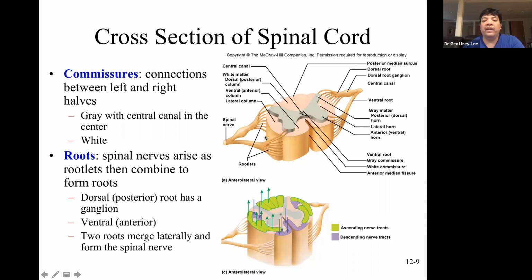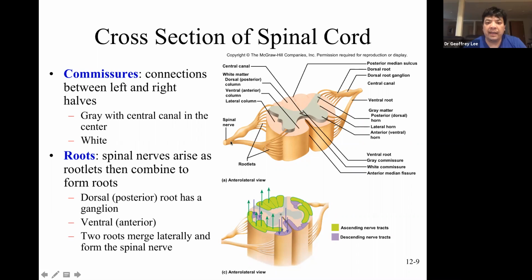As motor signals in the front and sensory signals in the back fuse together, they form the spinal nerve. When they form the spinal nerve, all the signals get mixed up, right? In other words, if I could cut this area right here in the back, I know those are all just sensory signals. If I cut it right here in the front, all of these are just motor signals. But if I cut it at the spinal nerve level, right here, all of those signals get mixed together.